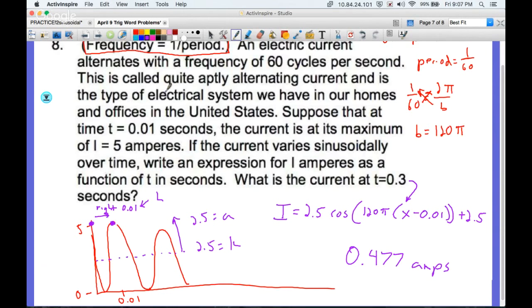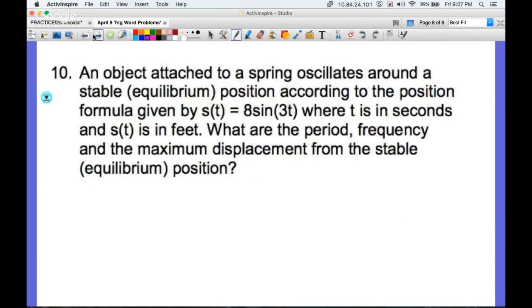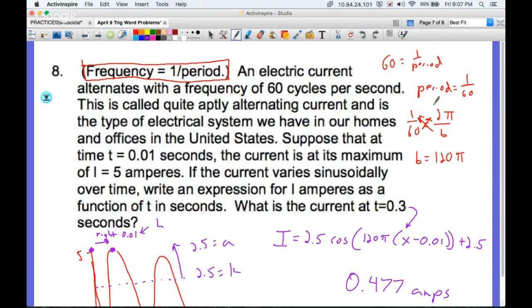All right, go ahead, pause now, try number 9 on your own. Then we'll talk about number 10.